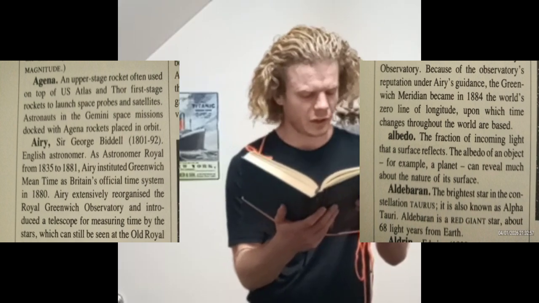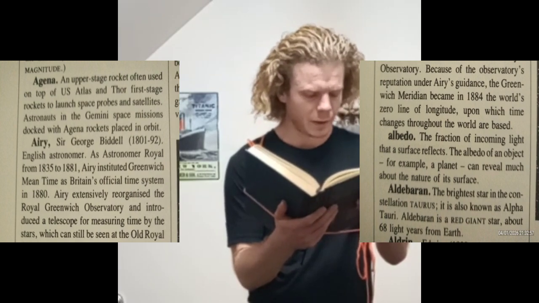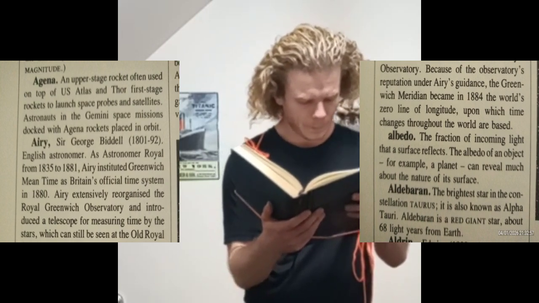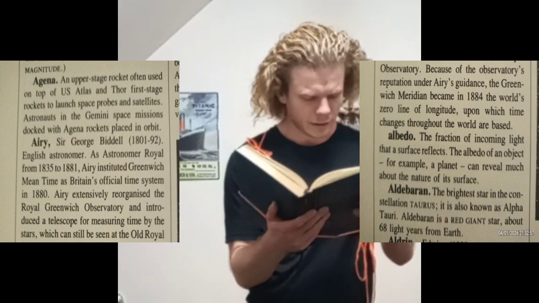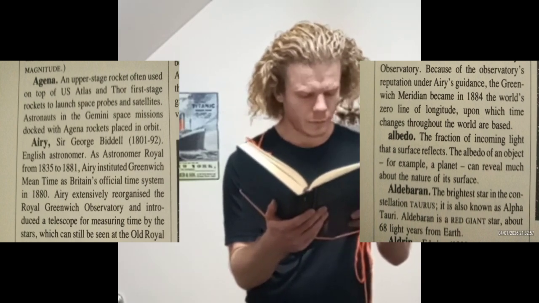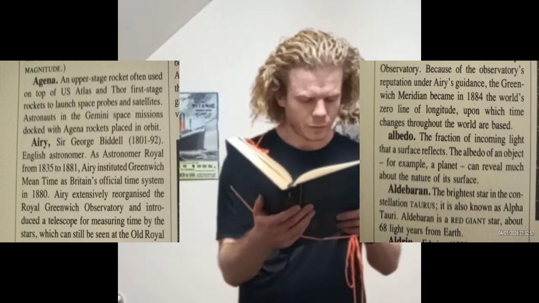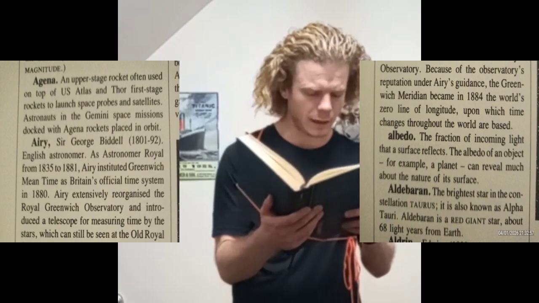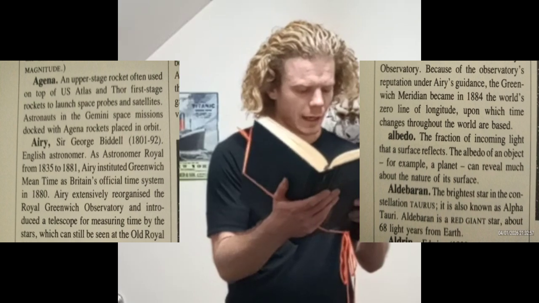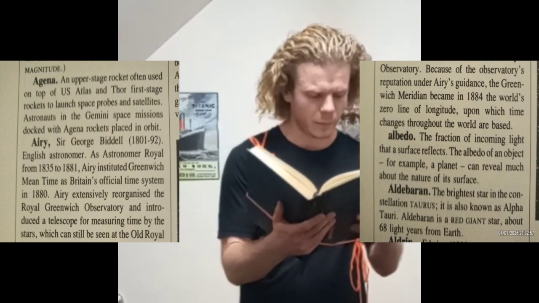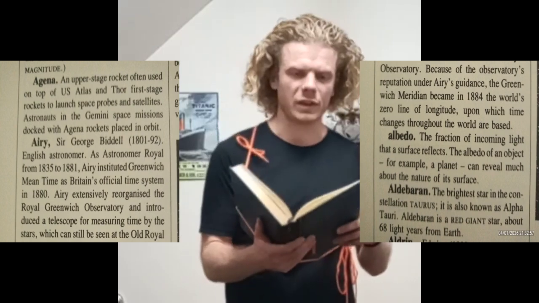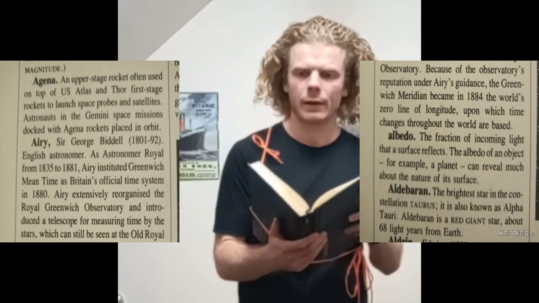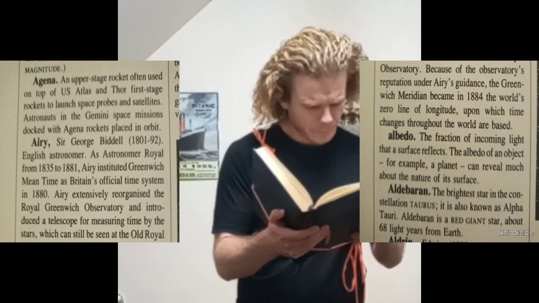Because of the observatory's reputation under Airy's guidance, the Greenwich Meridian became in 1884 the world's zero line of longitude upon which time changes throughout the world are based. So the Greenwich Meridian is the world's zero line for longitude of time, and it goes through Greenwich in 1884. 1880, the Greenwich Mean Time; 1884, when he wasn't the Astronomer Royal anymore, it became the Greenwich Meridian, the zero line of longitude, and then always a bit further is the next hour, around every 2,000 kilometers or so, depending on where on the globe.